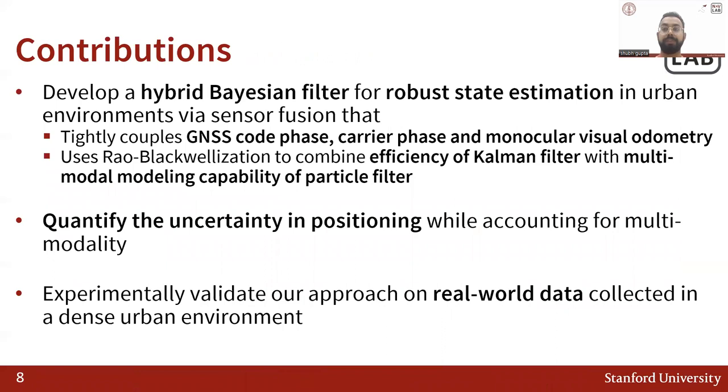Our contributions from this work are as follows. We develop a hybrid Bayesian filter for robust state estimation in urban environments via sensor fusion that tightly couples GNSS code phase, carrier phase, and monocular visual odometry measurements. And for that, it uses Rao-Blackwellization to combine the efficiency of Kalman filters with the multimodal modeling capability of a particle filter, and utilizes that to quantify the uncertainty in positioning while accounting for multimodality. We also experimentally validate our approach on real-world data that is collected in a dense urban environment.